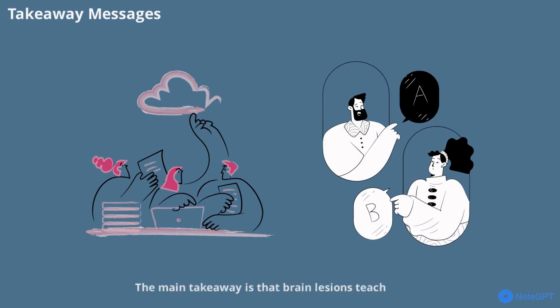The main takeaway is that brain lesions teach us about the necessity of networks for cognitive function, the dissociation between awareness and performance, and the value of integrating clinical and research perspectives. Understanding lesions not only advances science, but also improves patient care and quality of life.